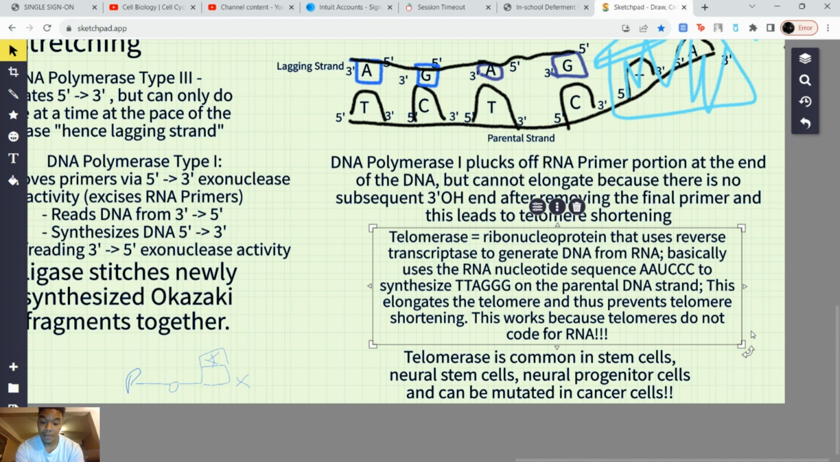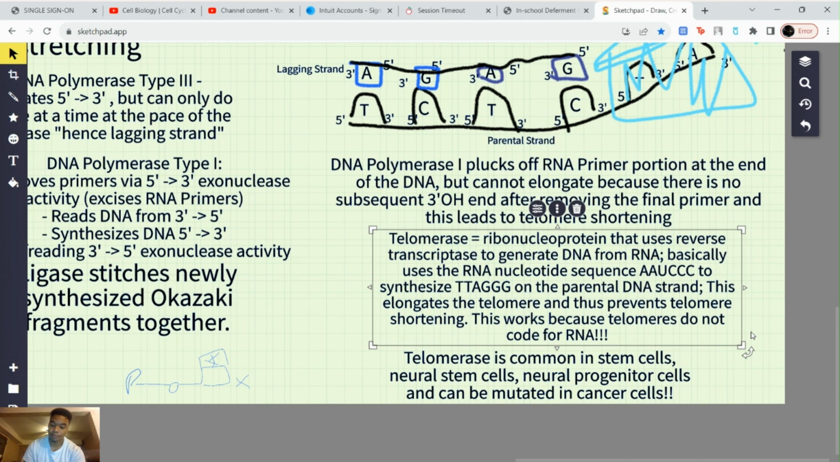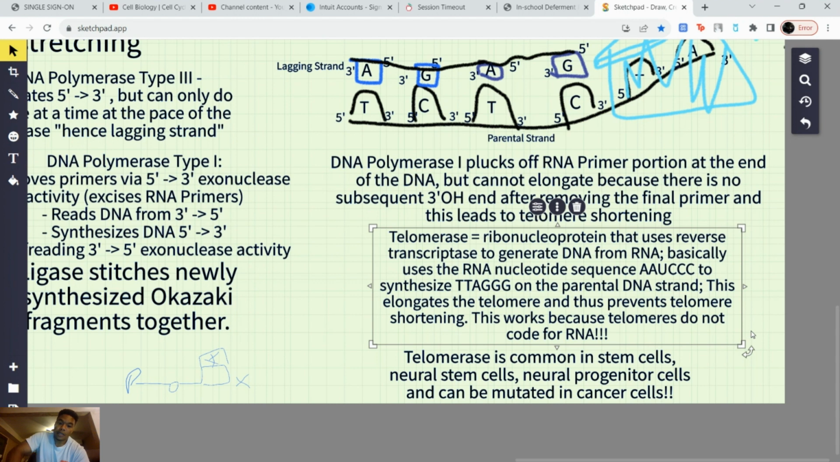Telomerase is common in stem cells, neural stem cells, and neuroprogenitor cells, and can be mutated in some cancer cells, which is why they're allowed to proliferate uncontrolled. They're capable of uncontrolled proliferation. So they just keep replicating. You think they die from telomere shortening, but they don't. And it's because some of them have found a way to harness the power of telomerase to basically activate Deadpool powers and basically be incapable of death. Yeah, so that's pretty cool.